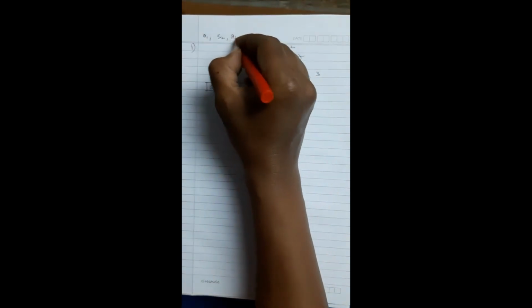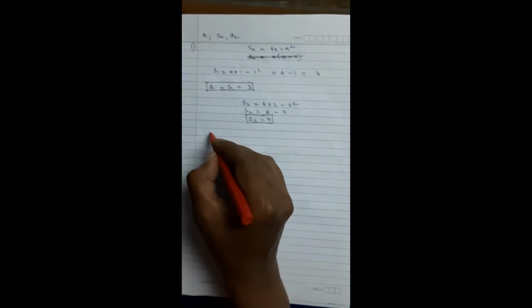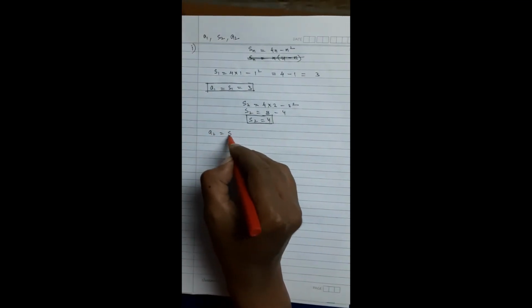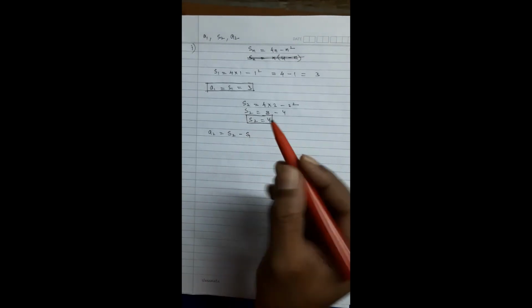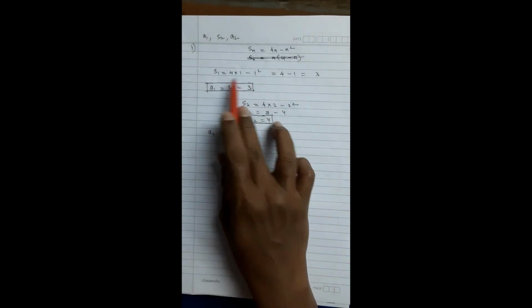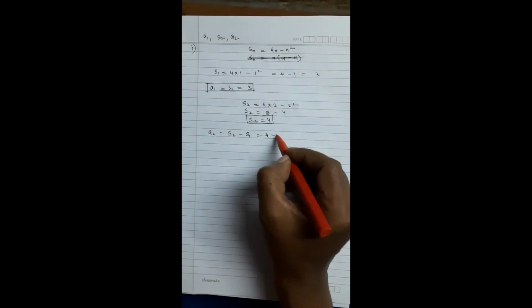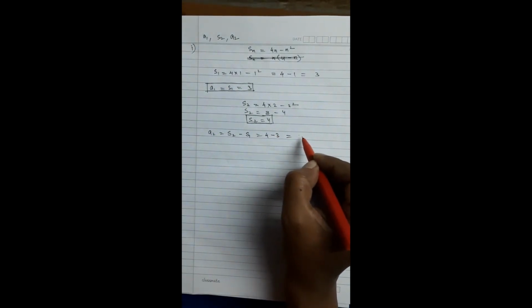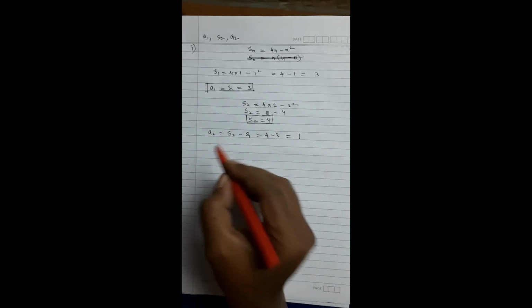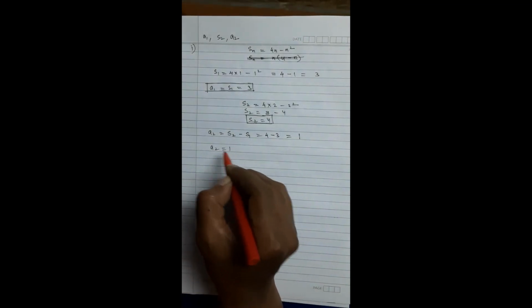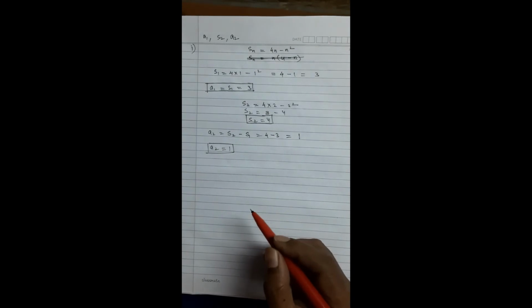What is the second term? Now they are asking me to find A2. Now remember, A2 will be S2 minus S1. But you have already found S2 and S1. So you can directly say S2 is equal to 4 minus S1 is equal to 3. That is 4 minus 3, 1. That will be A2. A2 is equal to 1.